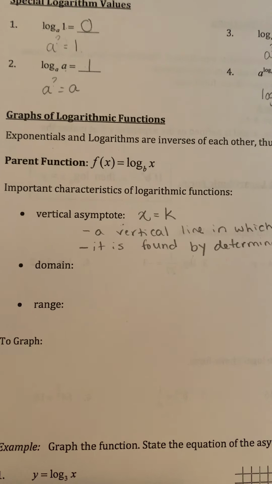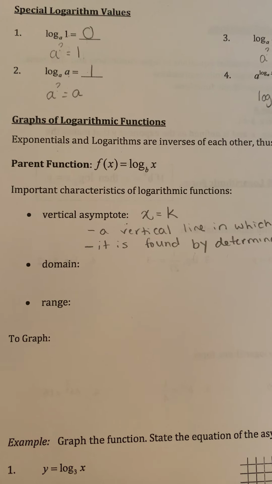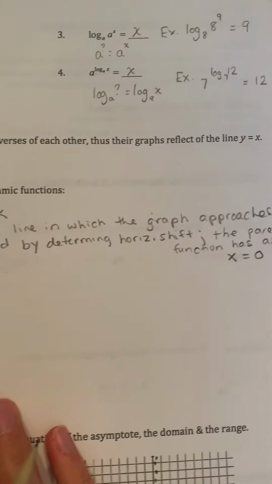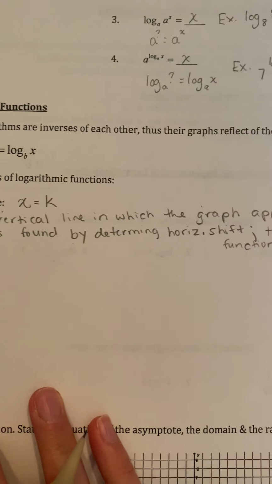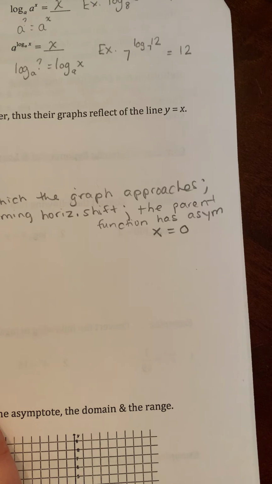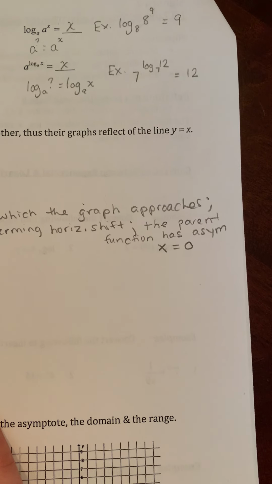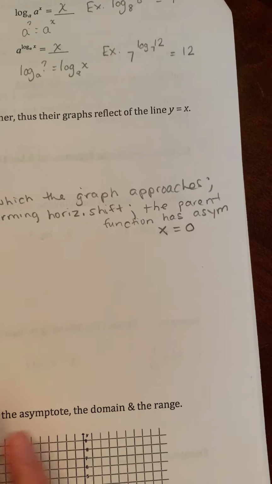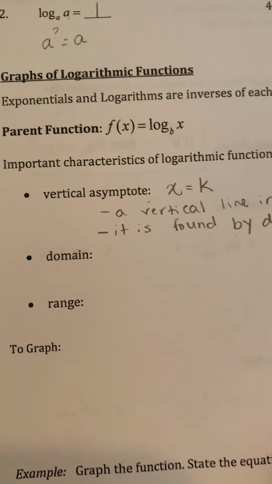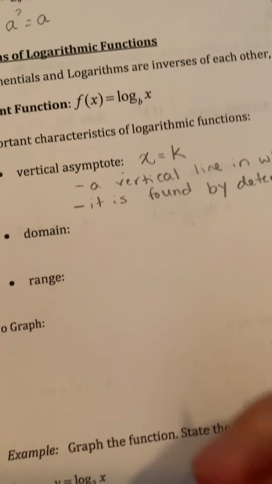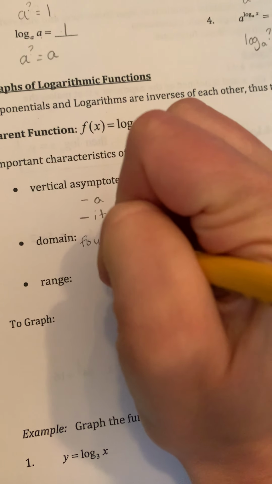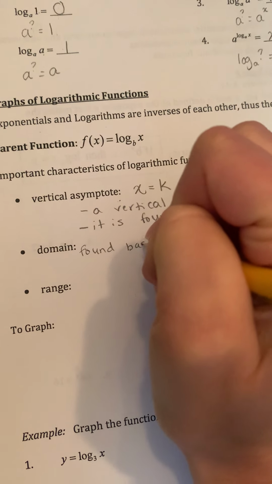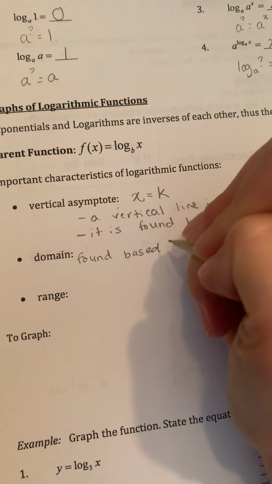So our vertical asymptote is always in the form of x equals a constant. It's a vertical line in which the graph approaches, and it's found by determining the horizontal shift. The parent function has an asymptote of x equals 0. So with that being said, our domain for this is found based upon that horizontal shift and the vertical asymptote.